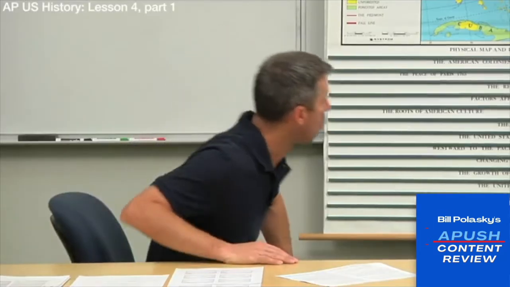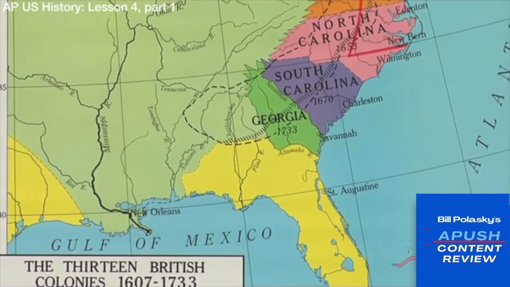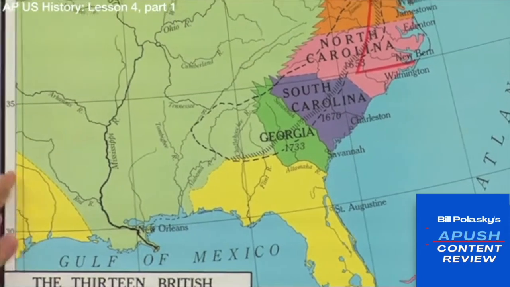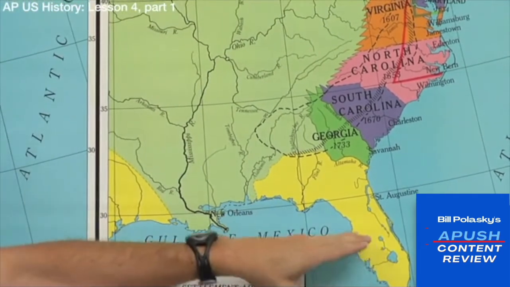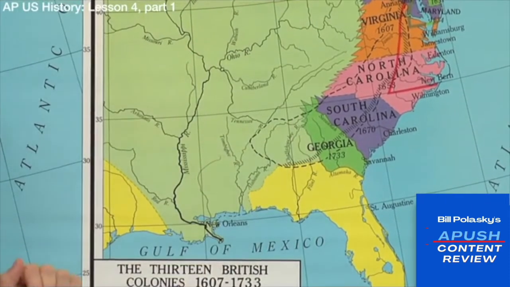The final colony to look at, you can see where it is on the map, is going to be Georgia. Okay, the last of the colonies to be established, in 1733. In earlier lessons, we discussed the notion of the Spanish setting up their Texas colonies and Florida colonies as shoulders to try to limit the encroachment and expansion of New France.